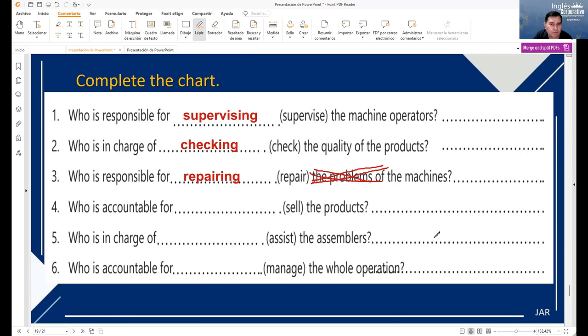Who is responsible for repairing the machine? Who is accountable for selling the products? Who is in charge of assisting the assemblers? Who is accountable for managing the whole operation?